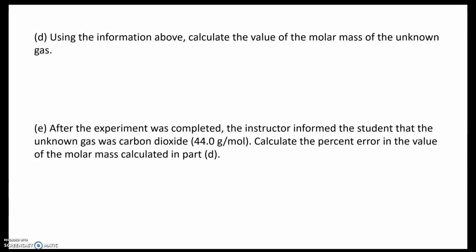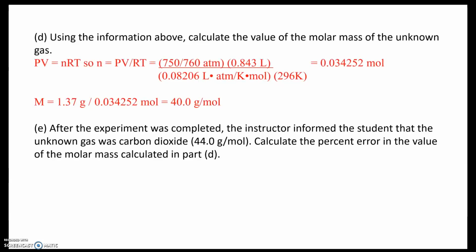Part D, calculate the value of the molar mass of this unknown gas. So we use the fact that n is equal to PV divided by RT. I know P, it's 750 torr divided by 760. That tells us a number of atmospheres. I do that because I like to use 0.08206 for my gas constant, but you don't have to do that. Multiply that by my volume, divide by the gas constant times the temperature of 296 Kelvin. I get 0.034252 moles.